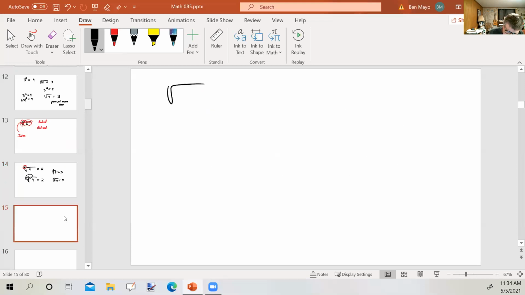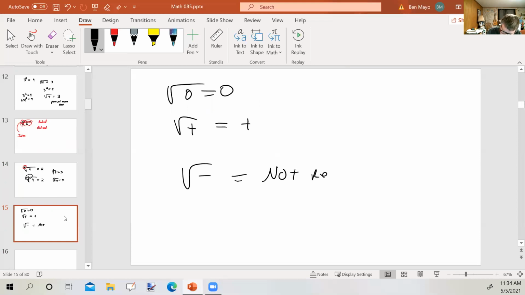Okay, now you can take the square root of 0. You can take the square root of a positive number and you get a positive answer. You can't take the square root of a negative number. That is not real. Also, when you take a square root, you can't get a negative answer. Okay, so you can't take the square root of a negative number. When you take the square root of a 0 or a positive number, you don't get an answer that's negative.